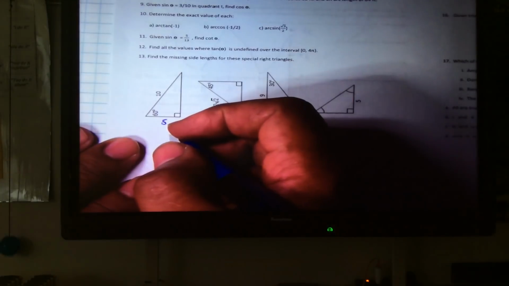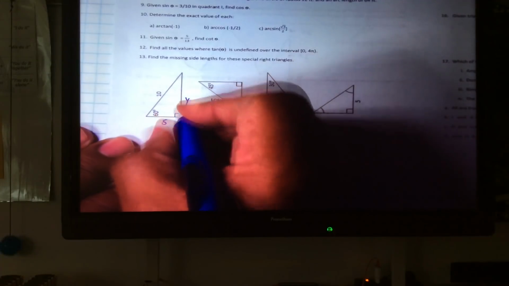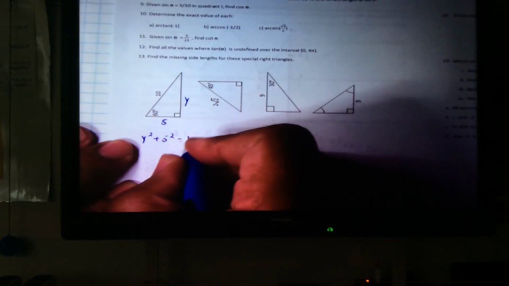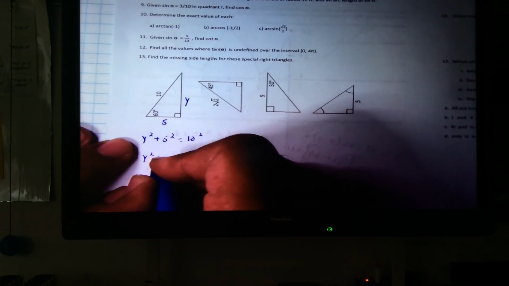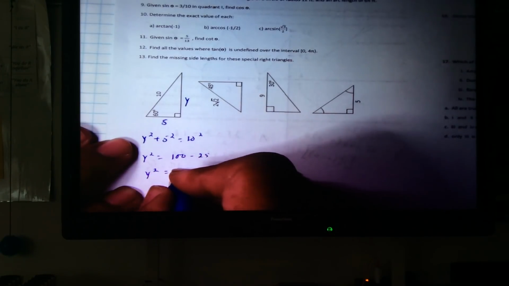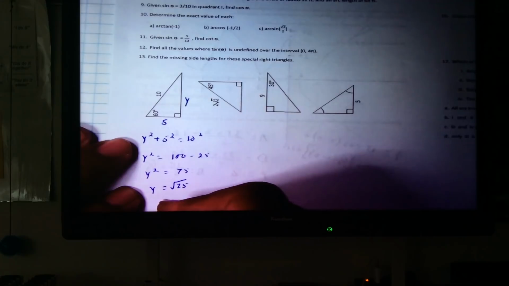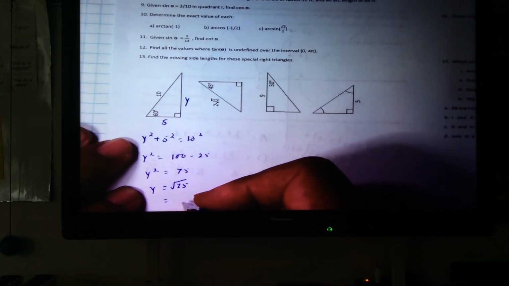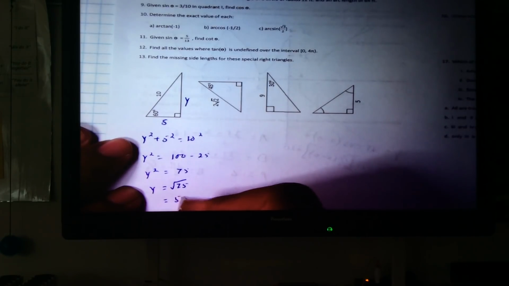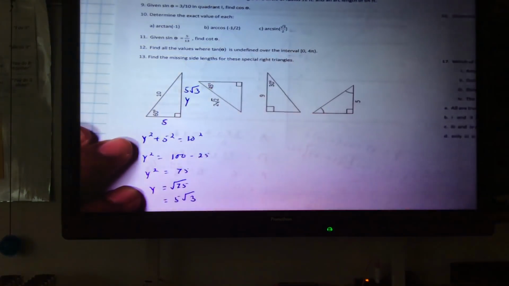So here we can use the Pythagorean theorem. A squared plus b squared equals c squared. So if I call this y, it means y squared plus 5 squared equals 10 squared. So y squared is going to be 100 minus 25. So y squared equals 75. And y is equal to the square root of 75. Now the square root of 75 can be written as 25 times 3, and the square root of 25 is 5, so this is 5 square roots of 3. Is that the square root of 75? Yes, it is.